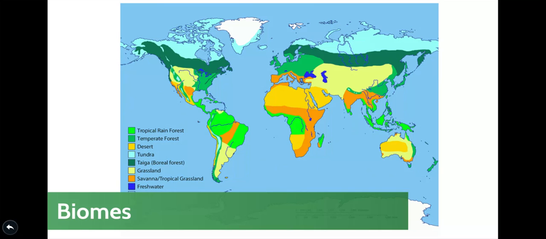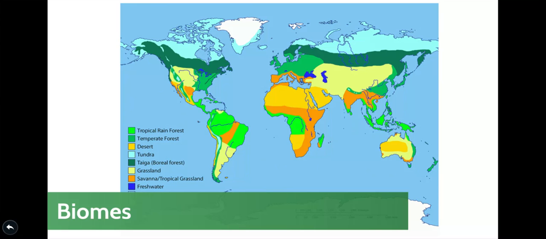If you've ever seen a map like this before, you'll have seen biomes. Biomes are regions of the planet Earth broken down by the different types of vegetation and the climate that exist in these regions. What we're going to do in this video is just take a quick fly through of the key biomes that exist in the planet.